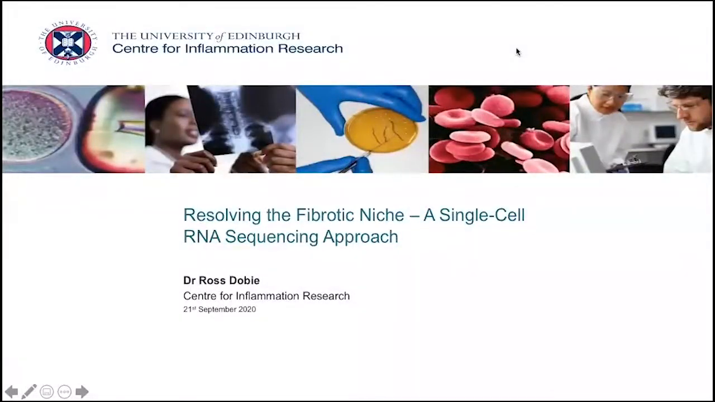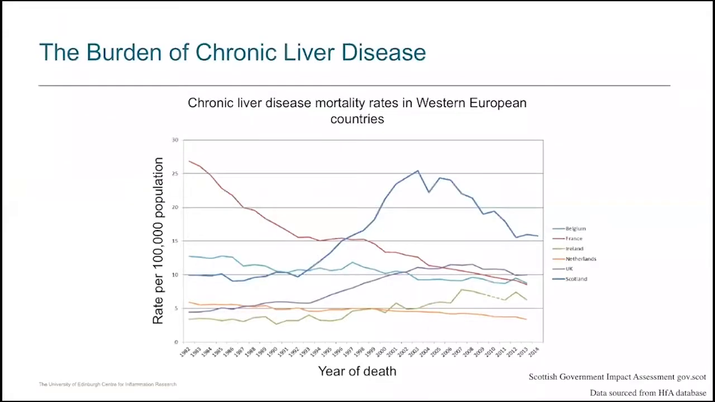Hello, my name is Ross Dobie. I'm a postdoc at the Centre for Inflammation Research at the University of Edinburgh. I've got to say that it's great to have this platform to discuss my recent research in this presentation entitled Resolving the Fibrotic Niche, a Single-Cell RNA Sequencing Approach. For the past 5 years, while working in Professor Neil Henderson's lab, my research has been focused on understanding the cellular and molecular mechanisms that drive liver fibrosis, with an emphasis on mesenchymal cells.